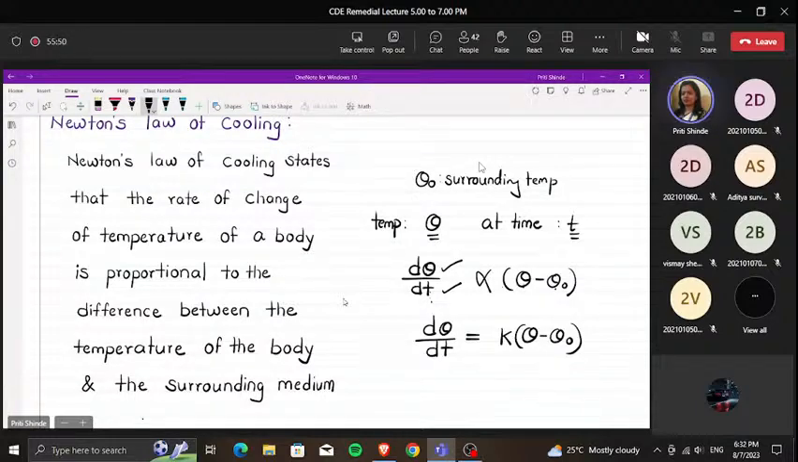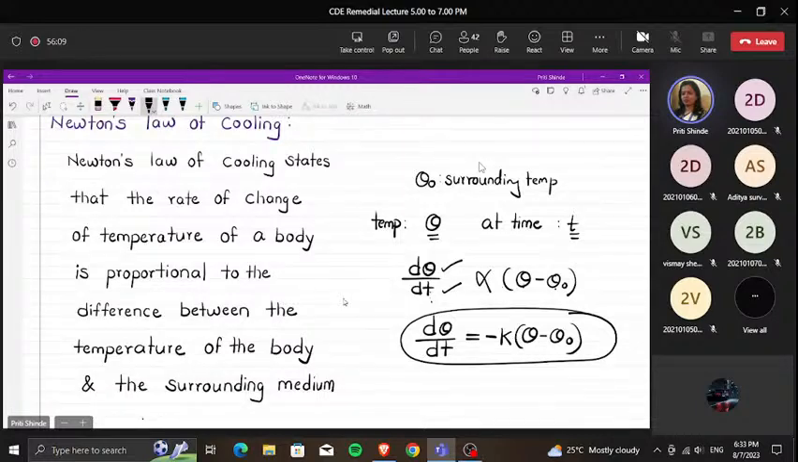Your temperature decreases, and since temperature decreases, your sign is minus. So using this differential equation, you can solve any example based on Newton's law of cooling. No need to remember that d theta by dt is directly proportional to theta minus theta 0. Just remember this differential equation: d theta by dt is equal to minus k theta minus theta 0. Theta denotes temperature, t denotes time, theta 0 denotes surrounding temperature. So this is your differential equation.